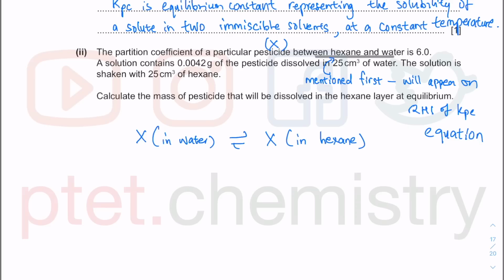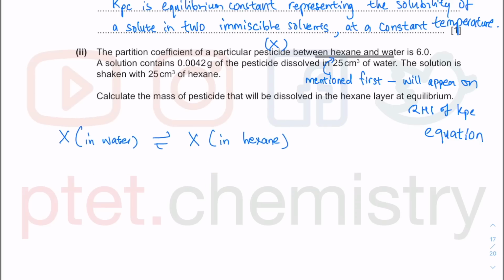So what is my Kpc expression? My Kpc expression will be the solubility of X in hexane. So what is the solubility of it in hexane? Divided by the solubility of X in water. Kpc is a value with no unit based on this particular equation there.